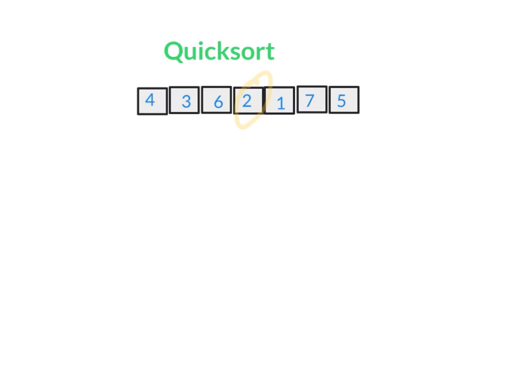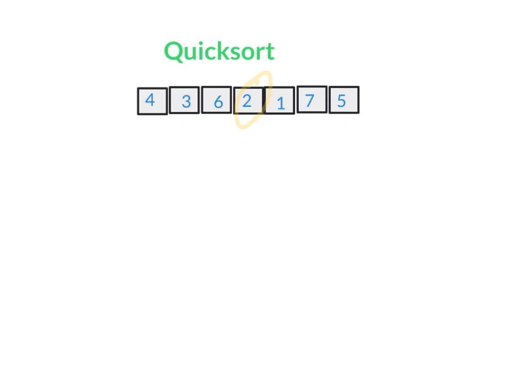But what we're going to do is we're going to make sure that everything less than 2, our pivot, is going to be on the left side of the 2. Everything greater is going to be on the right side. Now you might say, well, why don't we pick 4? Because 4 would cut this array in half. Well, we don't know where that middle element will be, so we're going to do a best guess.